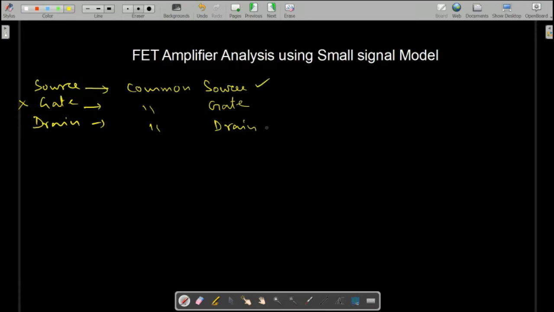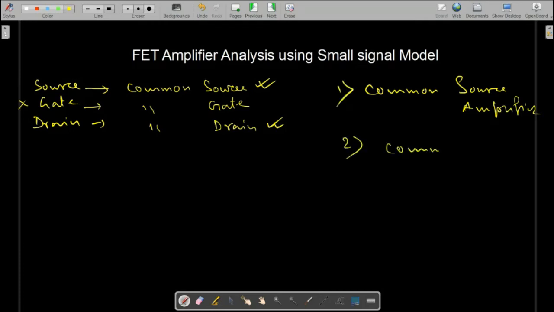So the common source and common drain modes are widely used, mainly common source, because common source is similar to the common emitter mode for BJT, and common drain is similar to the common collector mode of BJT. Okay. So we will discuss two different types of amplifier. One is the common source amplifier, and the second one is the common drain amplifier. Okay. So we are not going for the analysis of the common gate amplifier. We will discuss the common source amplifier and the common drain amplifier.